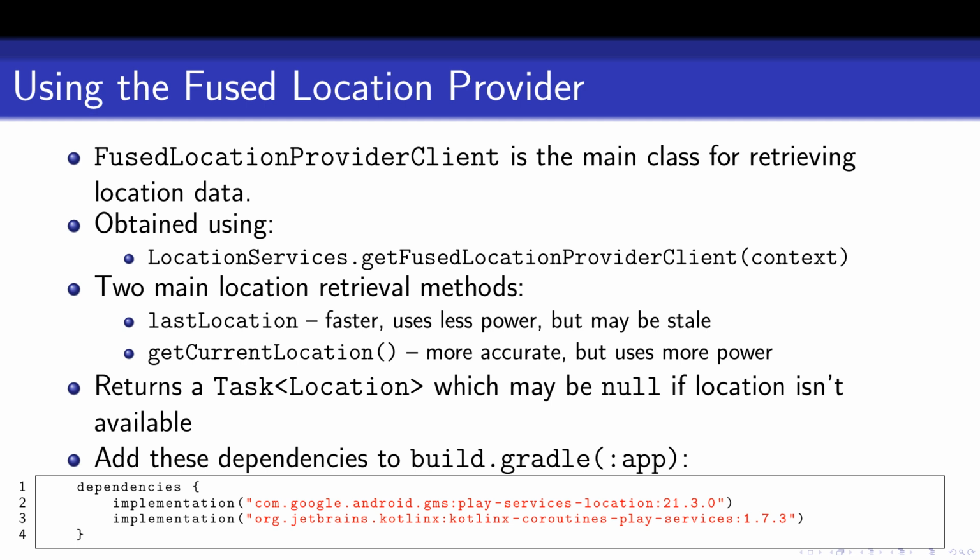The second is getCurrentLocation, which actively requests a new reading, offering better accuracy but at the cost of more power and time. Before building location features, you need to include the required dependencies in your app module's build.gradle.kts or build.gradle file. The first is Play Services Location, which provides access to location APIs. The second is Kotlinx Coroutines Play Services, which allows you to use location requests with Kotlin coroutines for asynchronous programming. This setup ensures your app can retrieve locations efficiently without blocking the main UI thread.